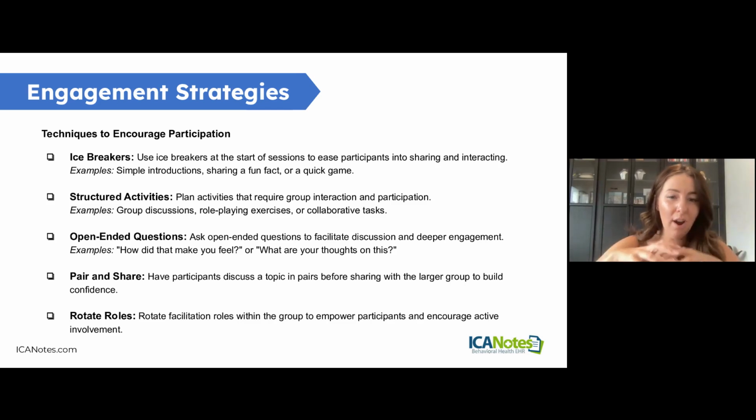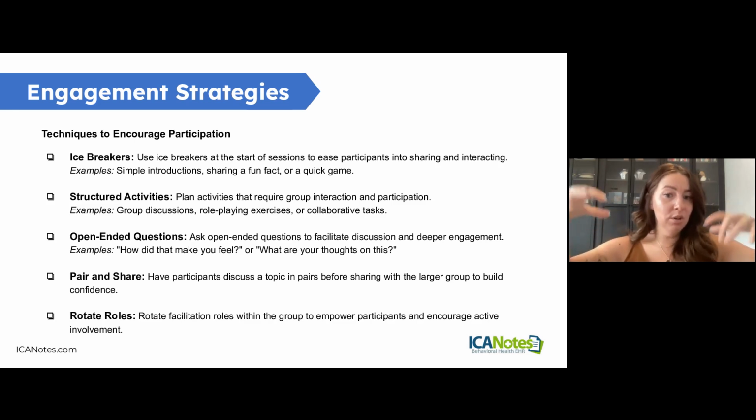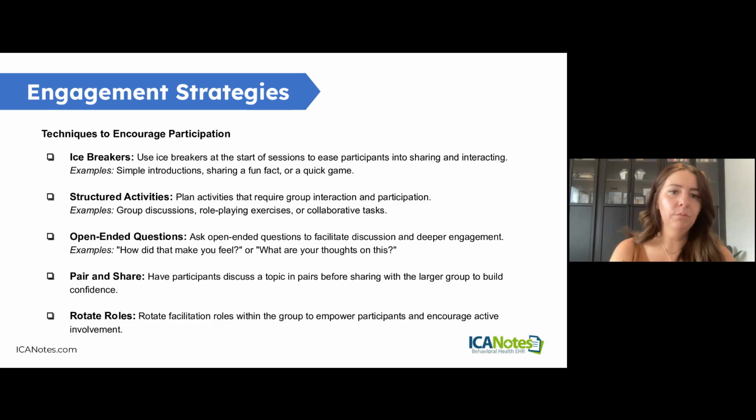So if it seems to be hard for everybody to share in a group, what could you do if you broke them into smaller groups, and got them really talking and loosened them up a bit and then put them back in the group together?